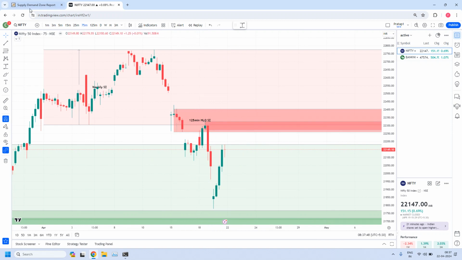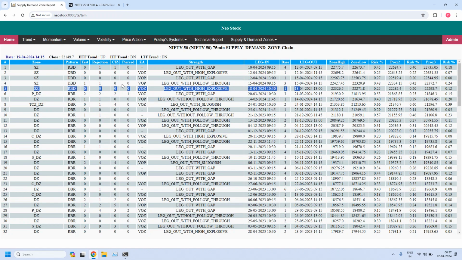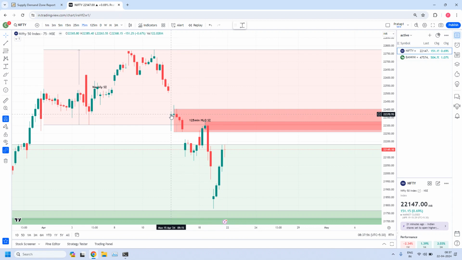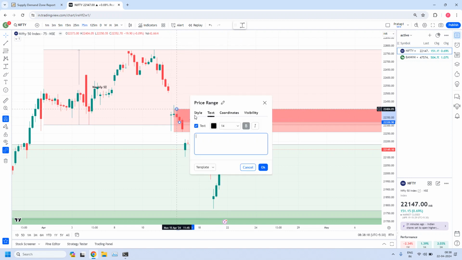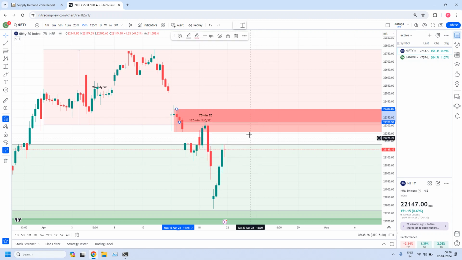But here also we will be having a 75 minutes supply zone. 15-4, 9-15, 3 base candles. This is the one, 15-4, 9-15, 3 base candles. So actually this is the one picked up the orders from here. So let me delete. This is the main source. This is 75 minutes supply zone. But these are the normal zones only.